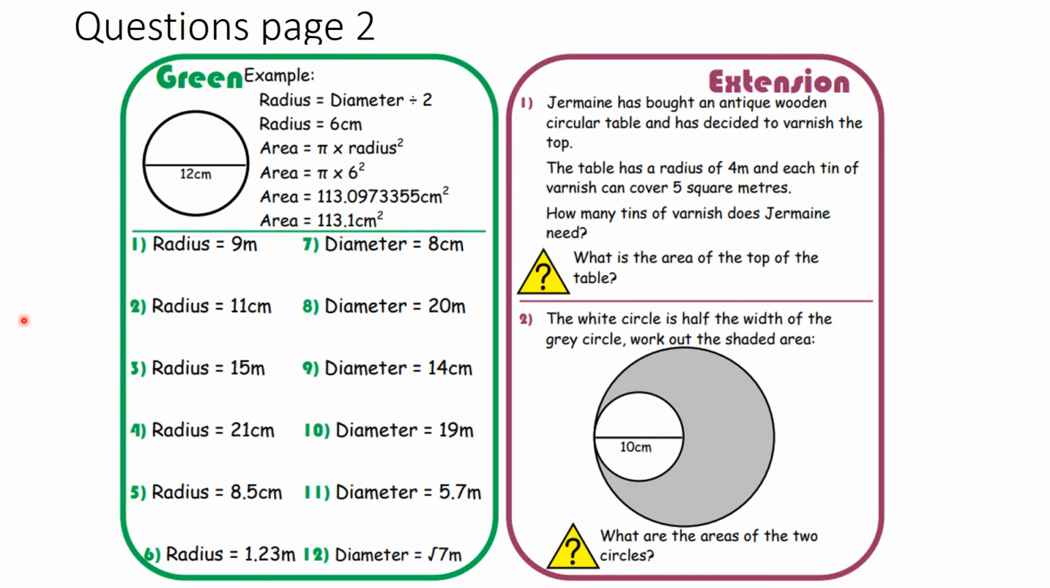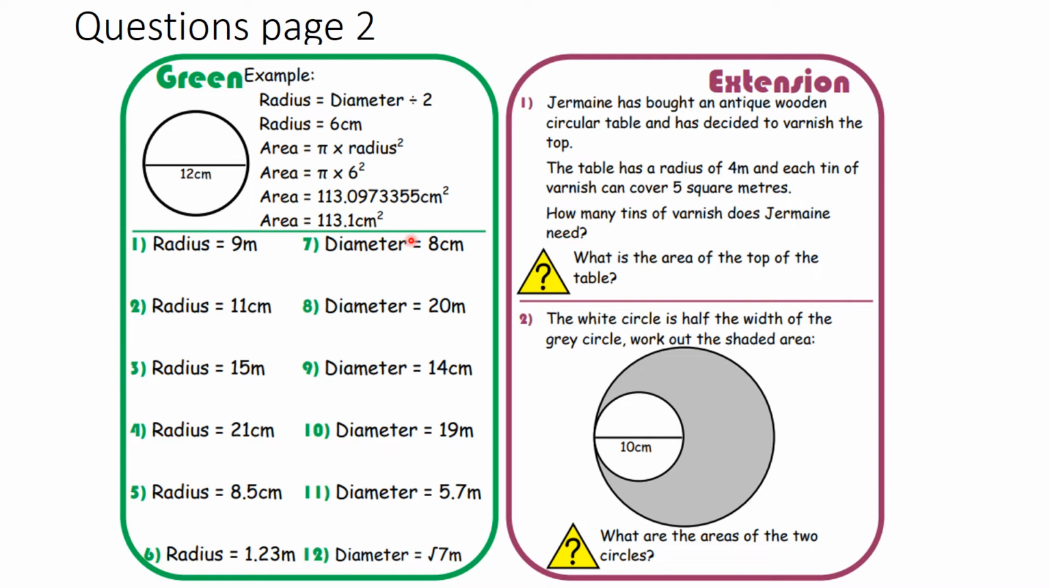For the green questions, the left-hand side is actually just the same as what we've been doing. We don't have a diagram, but we know what the radius is. They've told us in each question, so it's 9, it's 11, it's 15. So it's just going to be pi times 9 squared, pi times 11 squared, pi times 15 squared, and so on.